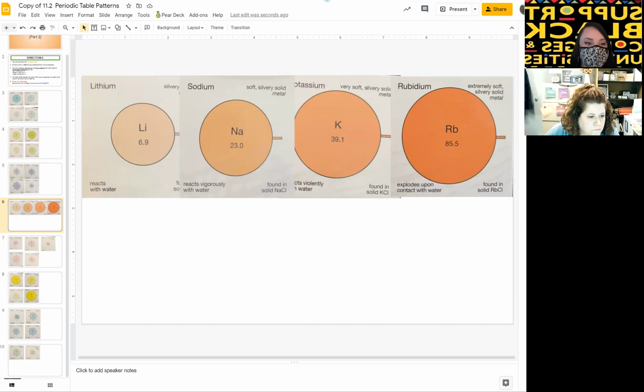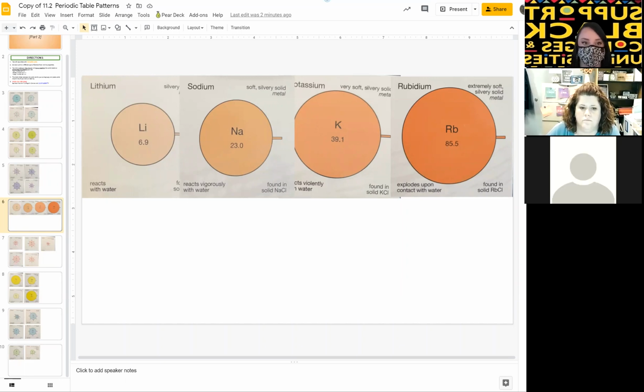What are some terms we've used and learned that I could use to say what these are? What is lithium? What is sodium? What is potassium? What is rubidium? Elements. They are elements, and elements are different types of what?